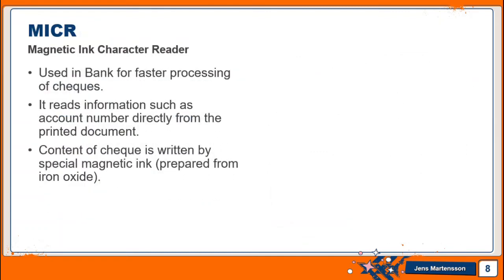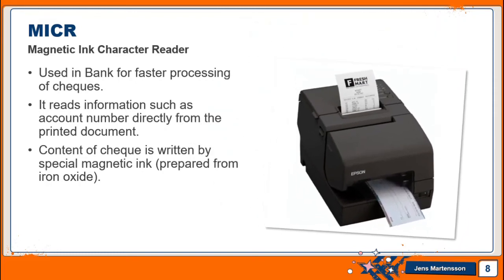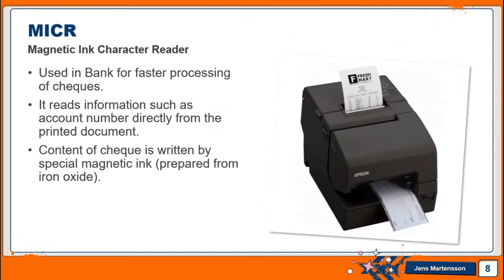MICR, magnetic ink character reader. It is used in the bank by bankers for fast processing of checks. What happens? The various people having accounts deposit checks, so those checks are processed by this MICR. It reads information such as account numbers directly from the printed documents. The content of a check is written in special magnetic ink that is prepared from iron oxide. You can say this is a barcode reader, and this is a MICR device.